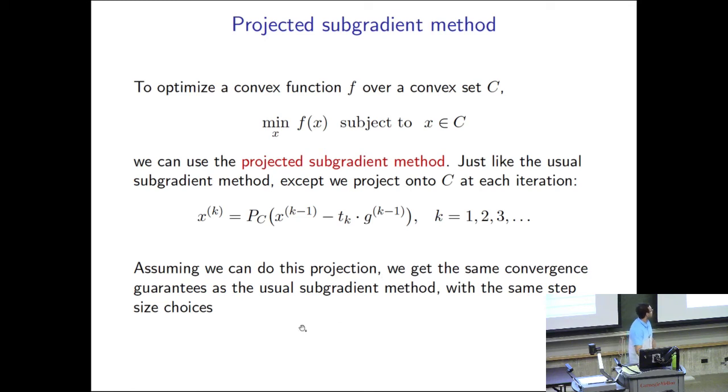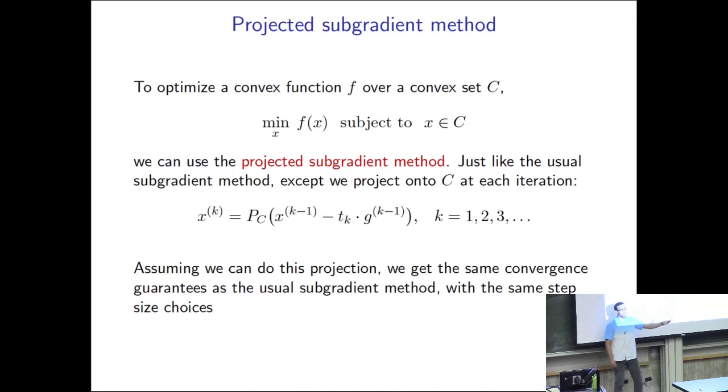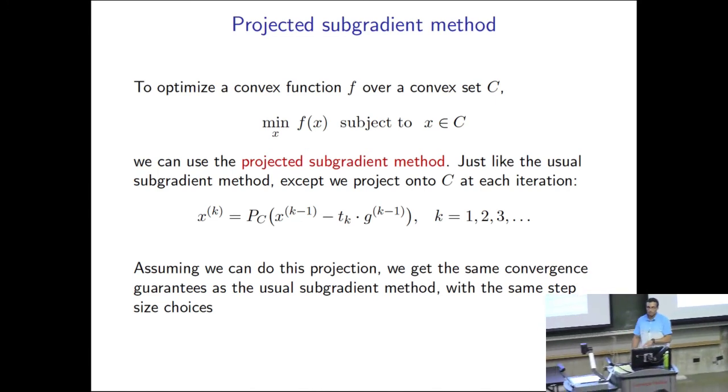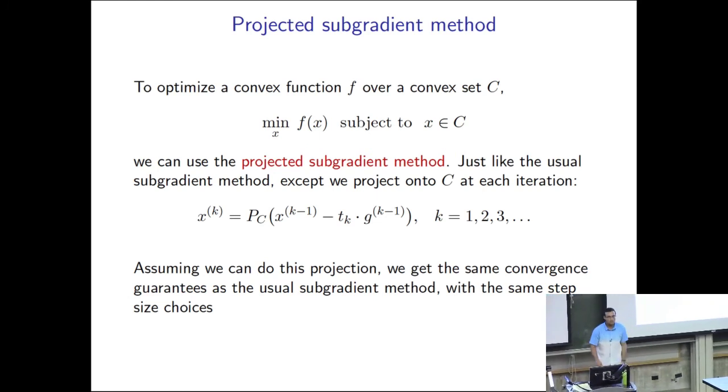So you take the usual subgradient step. Okay, this will likely put you outside of the constraint set, and so you just project back onto the constraint set. You just find the closest point, in L2 distance, in the constraint set to where your update took you. And in fact, projected gradient descent works as well. We'll cover that more next time because it's a special case of proximal gradient, which we'll talk about next time. But assuming that you can do this projection, you have the same results. So with the same step size choices, you get the same rate.